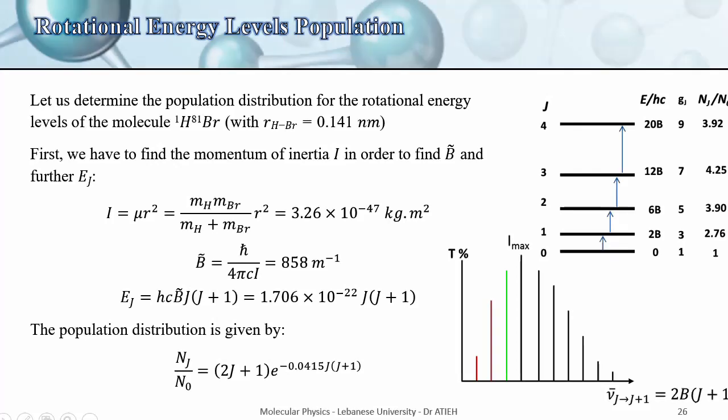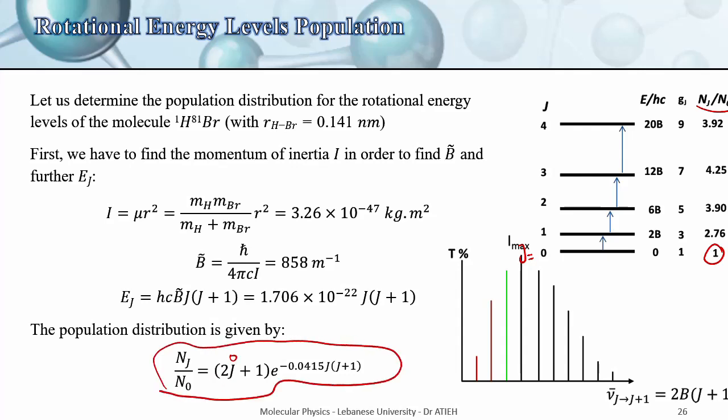Let's take a look at this diagram on the right. This diagram gives the ratio Nj over N0, which corresponds to the population of levels. The first one corresponds to J equals 0. So we substitute J equals 0 in the expression of Maxwell-Boltzmann, and we will get 1 for sure. The ratio N0 over N0 will be 1. This is the ground level. So for J equals 1, we have a ratio Nj over N0 equal to 2.76, which means that this level is more occupied than the level J equals 0.